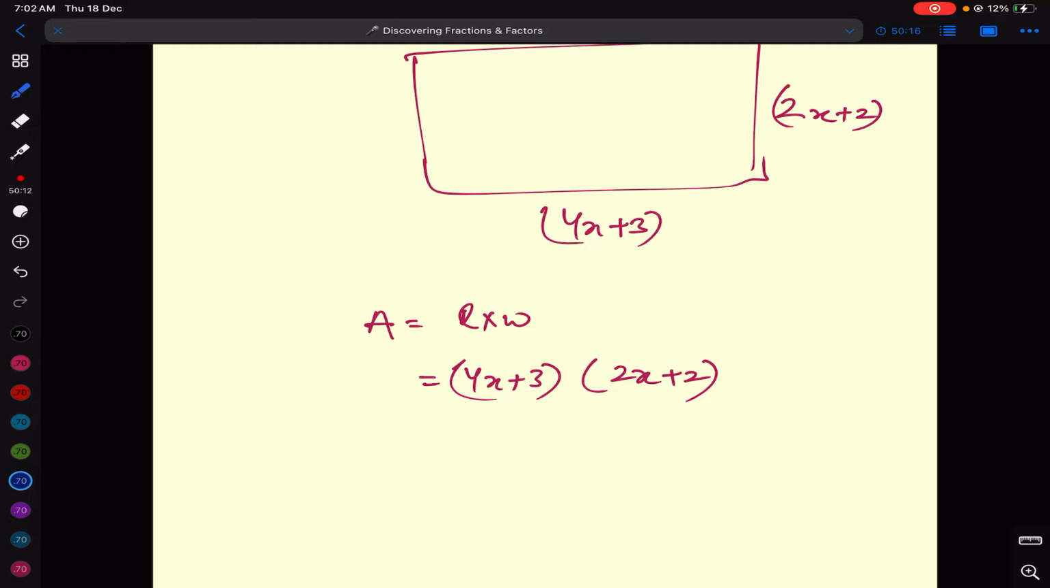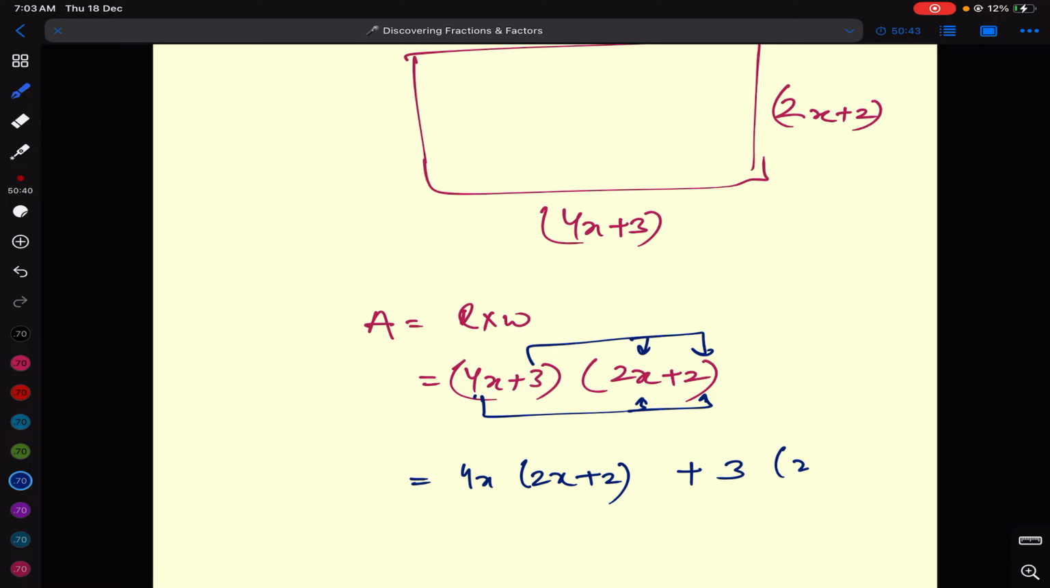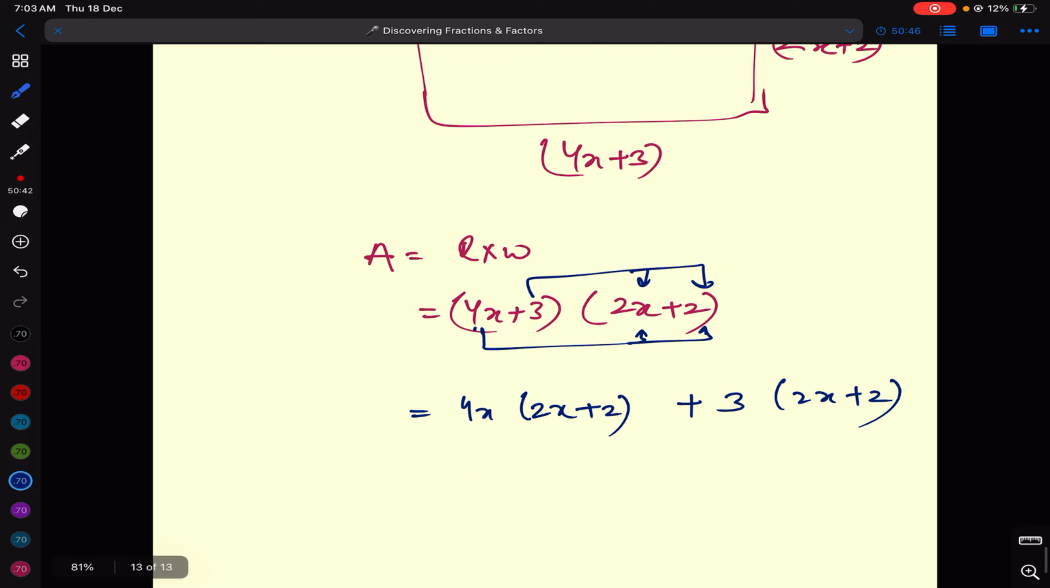Now obviously we will have to use the distributive property. So either we distribute the first binomial with respect to each term of the second binomial, or we distribute each term of the second binomial with respect to the first one. It's up to us. Okay, so let's do that. Let's distribute 4x to each of them and then 3 to each of them. So this is going to be 4x times (2x plus 2) plus 3 times (2x plus 2). So I have basically used the distributive property here.